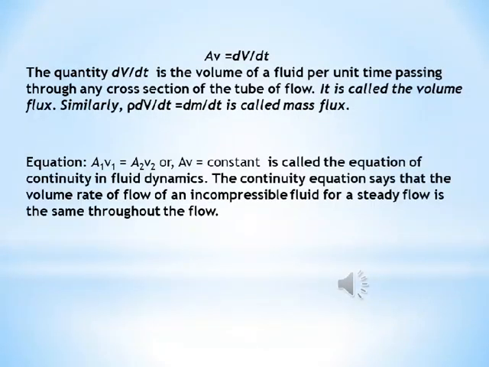By considering the equation of continuity, AV equal to constant, AV is nothing but the volume rate of change of that fluid. If you consider AV as dV by dt, the quantity dV by dt is the volume of fluid per unit time passing through any cross section area of the tube of flow. That is called volume flux. Similarly, if you multiply dV by dt by rho, you get rho dV by dt. Rho into volume is what? Mass, obviously. So rho dV by dt is dm by dt, which is called mass flux.